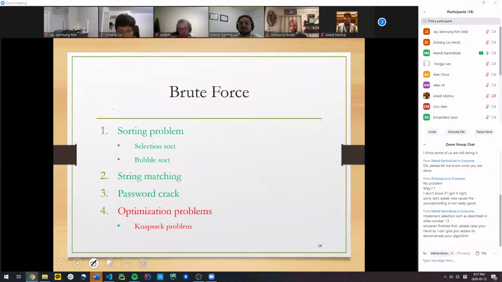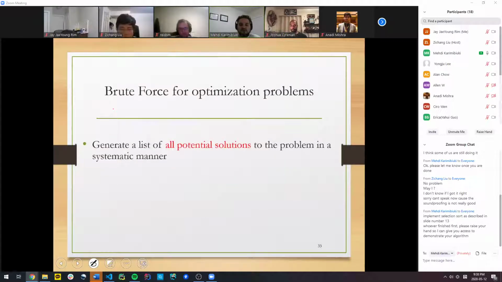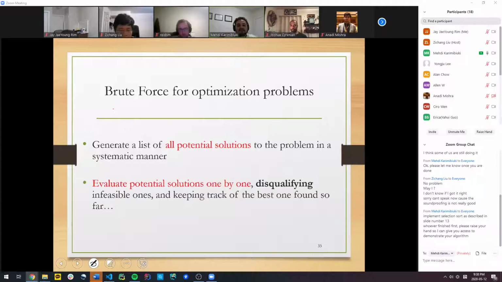Last topic of the day is going to talk about optimization problems that will use brute force, and we're going to look into the knapsack problem. With the knapsack problem, we want to generate a list of all potential solutions. That tells me something about permutations, right? Or subsets. Even subsets is better, right? I'm looking for all potential solutions as subsets of a set in a systematic manner.